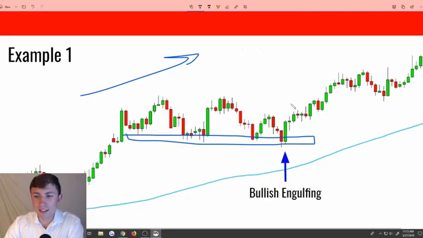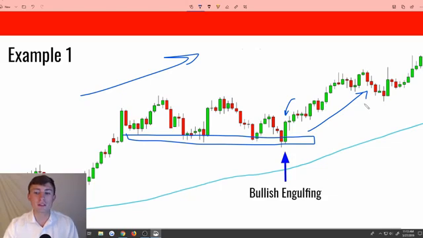What we see here next is a bullish engulfing candle actually print here and completely reverse the trend. Not only did we get that, but we actually had some nice push to the upside and continuation of this market. So we combined two really main things, right?